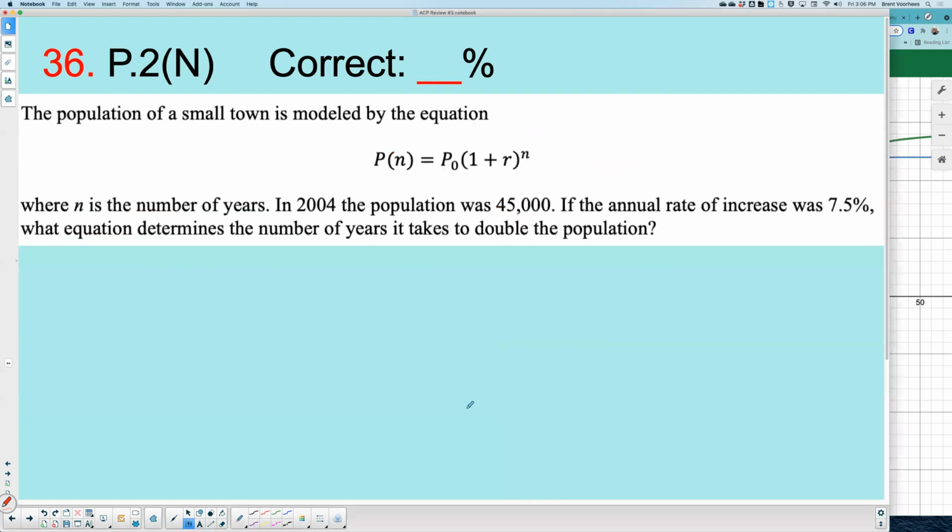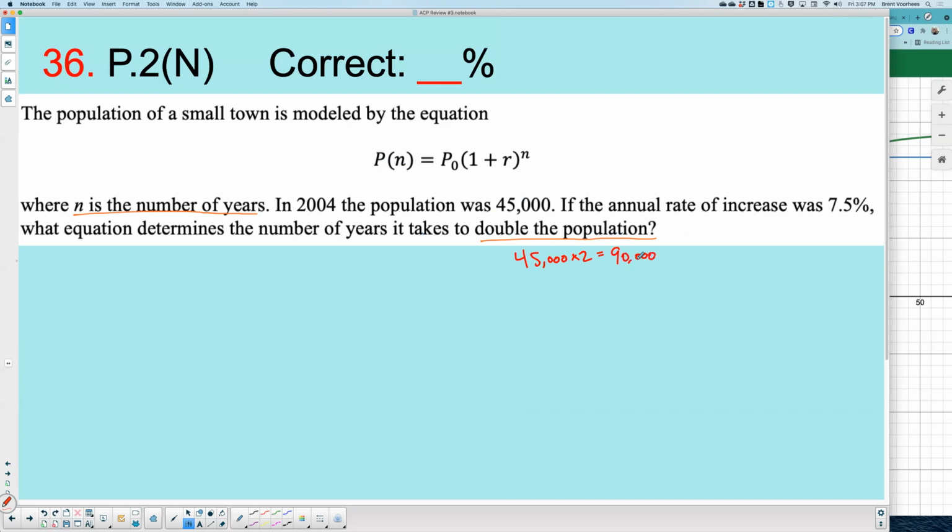All right, let's do another one. Here's 36. The population of a small town is modeled here, where N is the number of years. In 2004, the population was 45,000. So that's like an old number, not our current number. If the annual rate of increase was 7.5%, which equation determines the number of years it takes to double the population? Okay, double the population means my population is no longer 45,000, it's doubled. So 45,000 times 2 would equal 90,000.